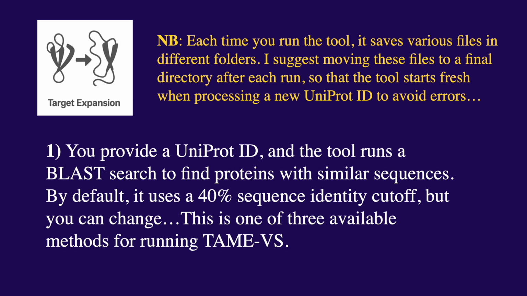You provide a UniProt ID, and the tool runs a BLAST search to find proteins with similar sequences. By default, it uses a 40% sequence identity cutoff. This is reasonable for finding homologs, but this value may also exclude some related, biologically relevant proteins. The good news is that users can change this threshold.